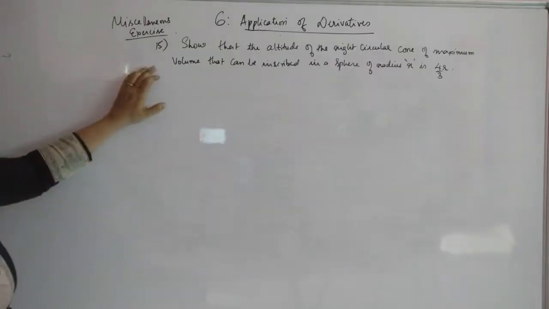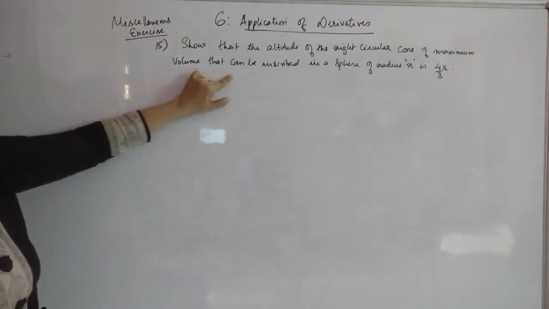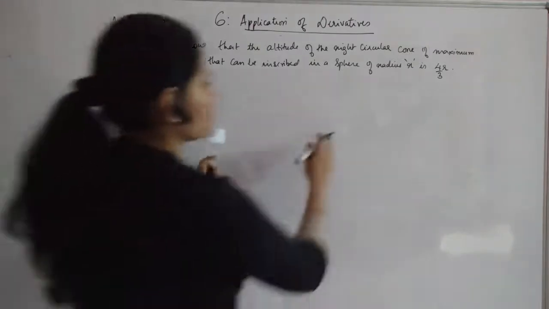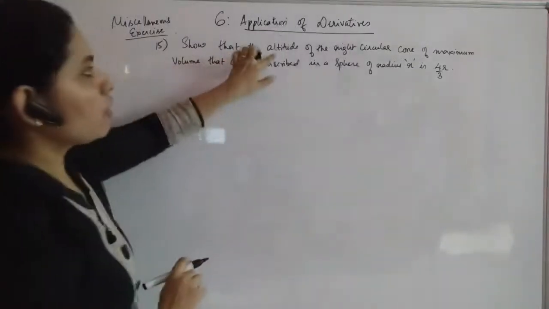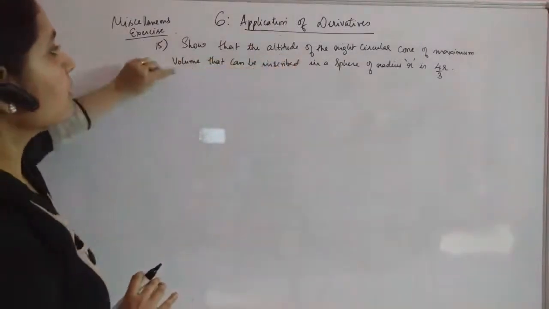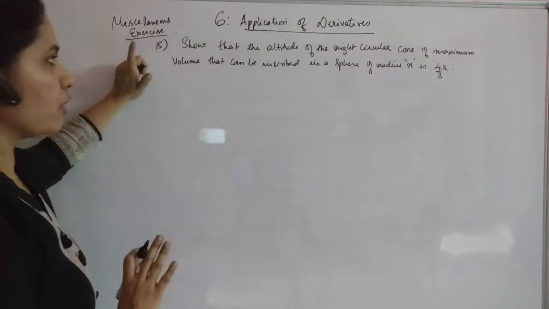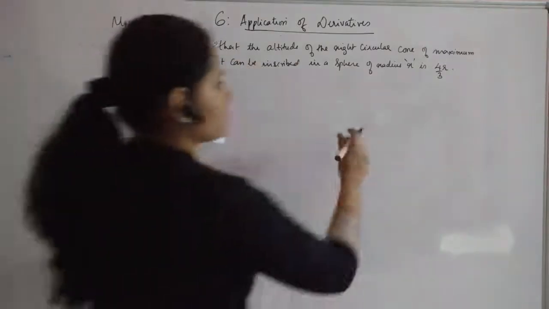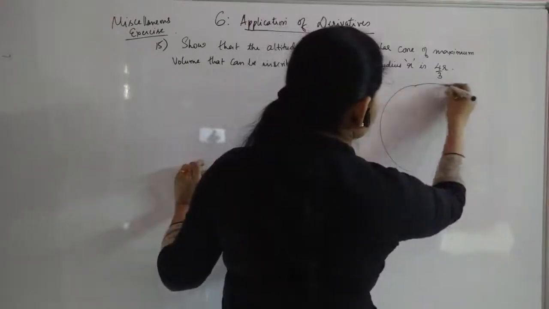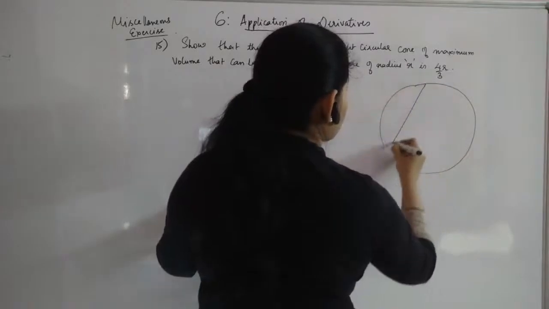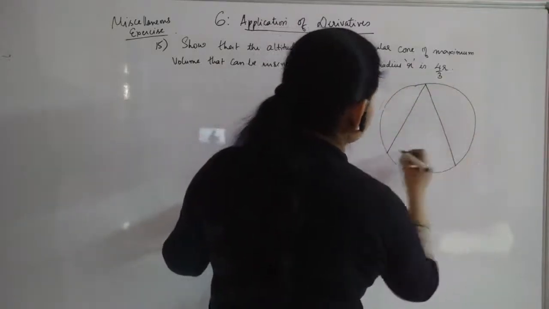Show that the altitude of a right circular cone of maximum volume that can be inscribed in a sphere of radius r is 4r by 3. This is what you need to prove. So the altitude means the height h if you are taking, and the volume should be maximized. So you have to consider the volume of the cone that can be inscribed in a sphere. So first we will just draw a sphere. Inside that you have a cone to be inscribed like this.